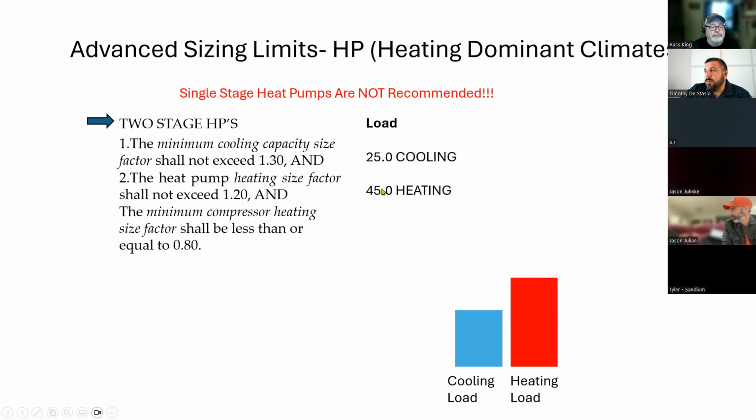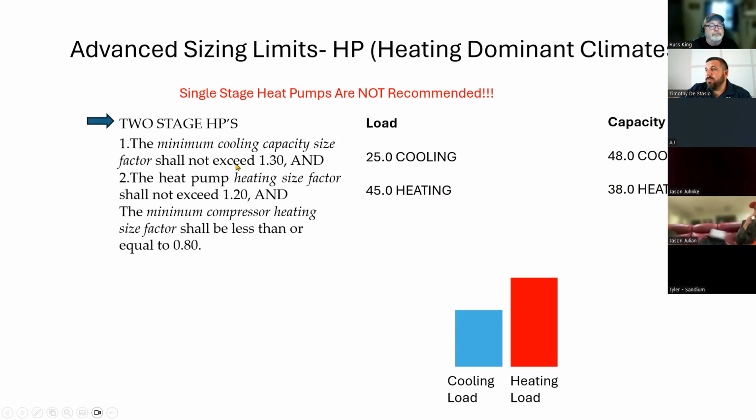Our total cooling load is 25 and our total heating is 45. Let's say we tried out a 4-ton heat pump. The reason why we thought it was a 4-ton heat pump is because we had 45 MBH of load. Well, actually, that heat pump at whatever design conditions it's running at only puts out 38, which means we have a shortfall of 7, which we're going to have to make up with supplemental heat. But here's where it really gets bad. You've got 48 MBH of cooling and only 25 of load.